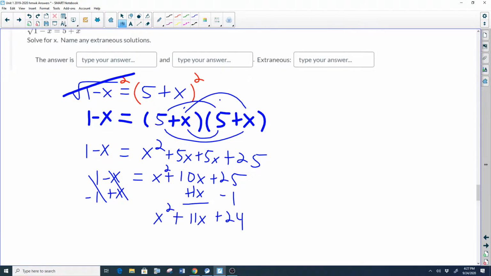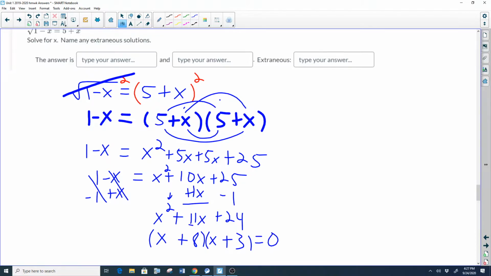Now, do you remember what you have to do next? Can you remember? We have two solutions. How do we get them? We factor it. So we get x and x, and then factors of 24 is 8 times 3, 6 times 4 works, but not to get 11. We've got to get that 11 there. And 8 plus 3 is 11. So we get two solutions.